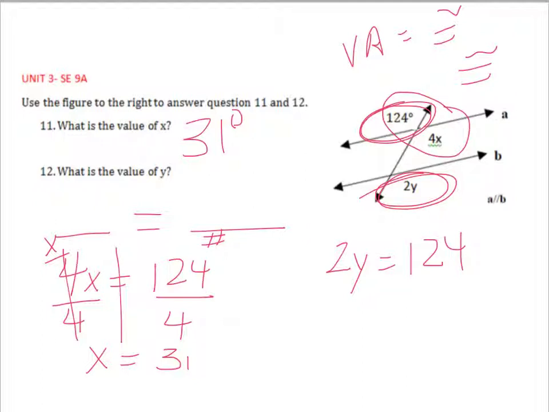There's no fractions or parentheses. There's no terms to combine, and we're already separated. So all we have to do is divide. When we divide 124 by 2, we get 62. So y is 62 degrees.